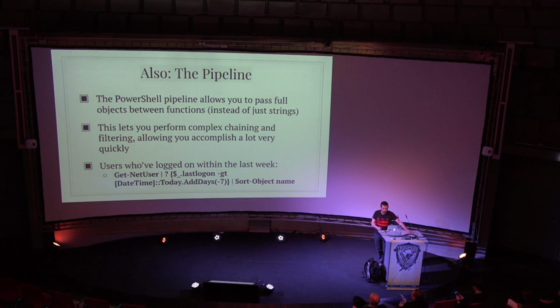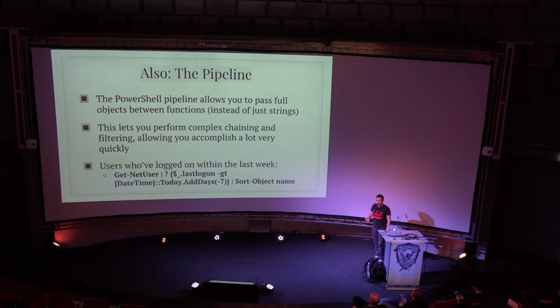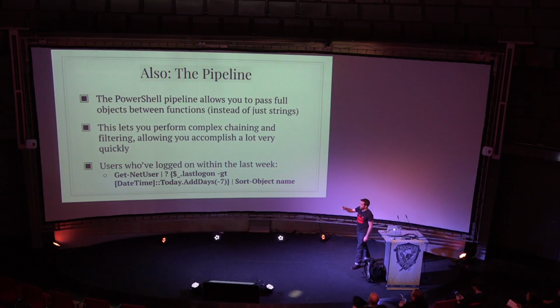Also a quick note on the pipeline. If you guys haven't used PowerShell before, the PowerShell pipeline, as opposed to the Linux pipeline, pipes full, complete objects instead of just text. This lets you perform really complex chaining and filtering, and you can do these really crazy, awesome one-liners. A really quick example with PowerView would be: give me every user who's logged in the last 7 days and sort all those users by their display name. I'm going to touch on this several times throughout the presentation with the pipeline.